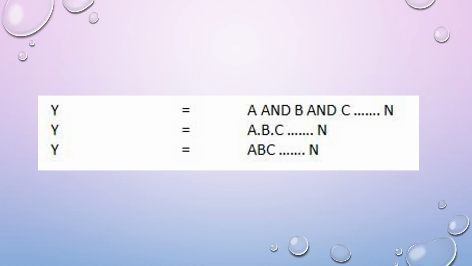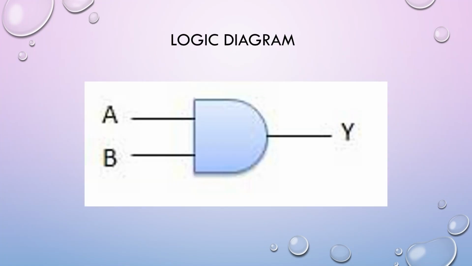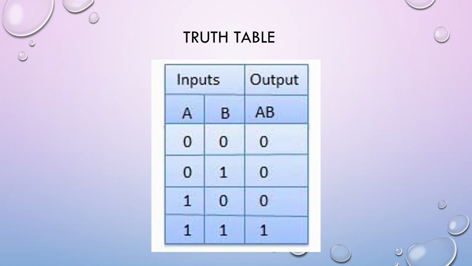This is the formula for AND gate. This is the logic diagram of AND gate, where A and B are inputs and Y is the output. The truth table shows that when both the inputs are 0, the output will be 0. When any one of the input is 1, then also the output will be 0. When both inputs are 1, the output will be 1.